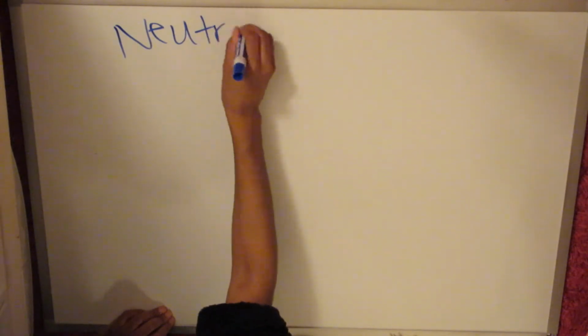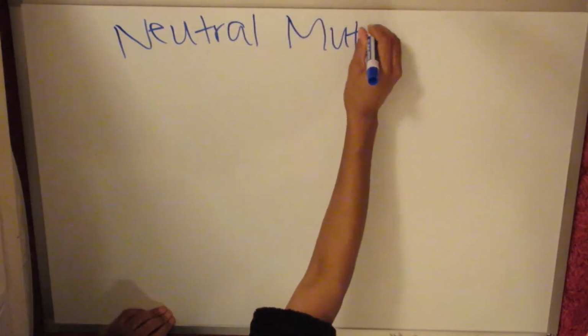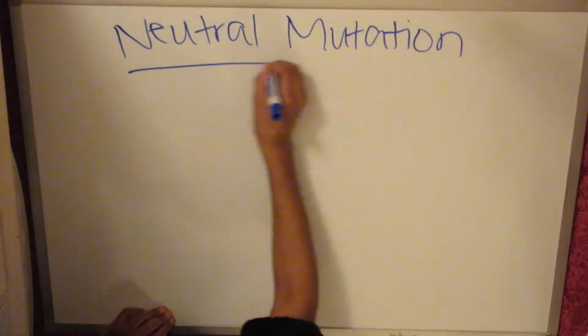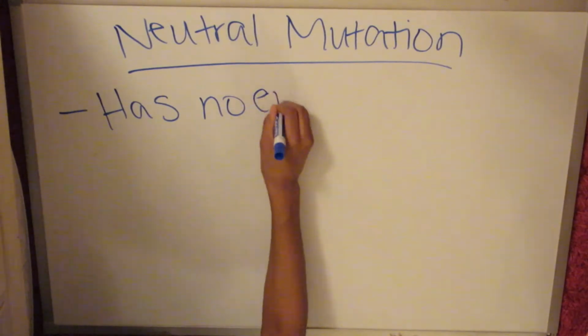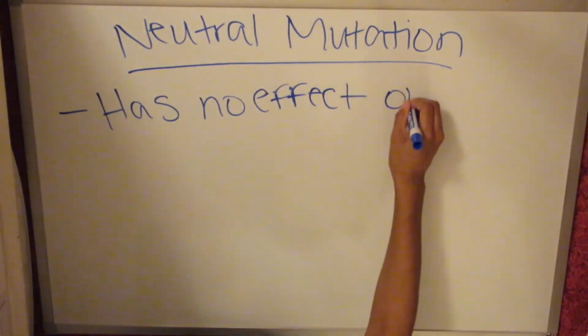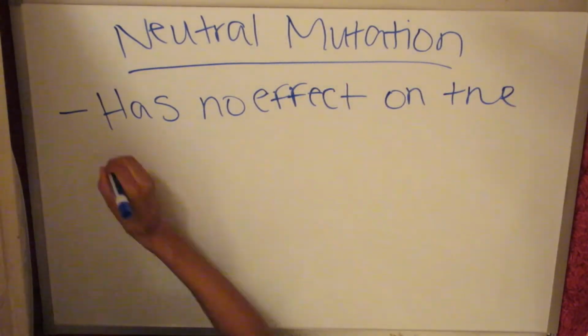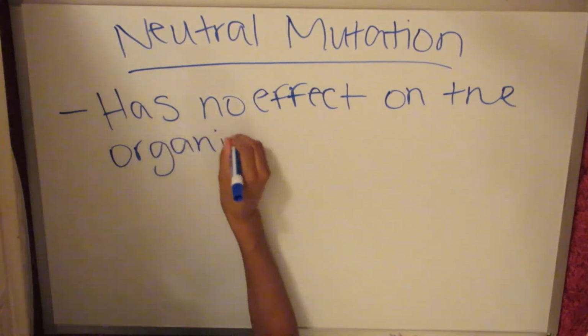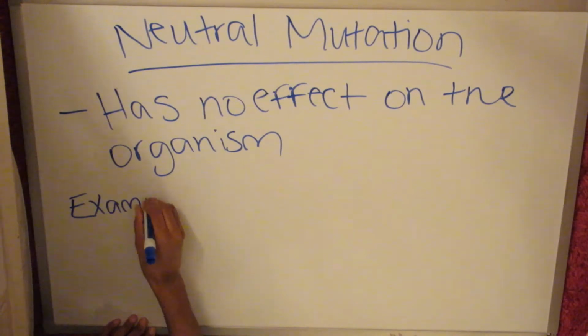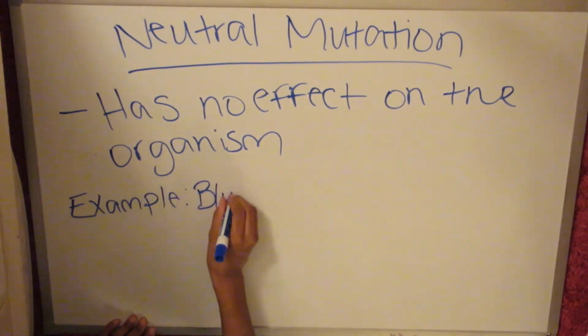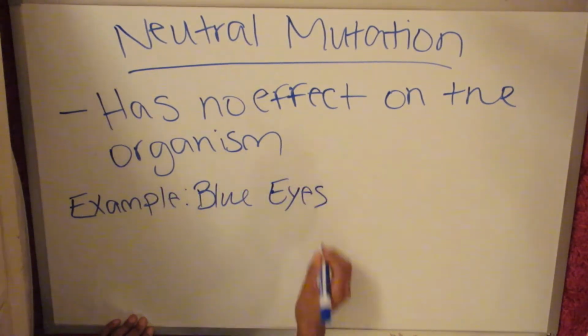The next kind of mutation that we're going to look at is a neutral mutation. So we talked about good, we talked about bad. What do you think neutral means? Well, a neutral mutation has no effect on the organism. Like it's something that happens, but it doesn't affect the organism positively or negatively. It's just kind of there. So an example of this is going to be having blue eyes.